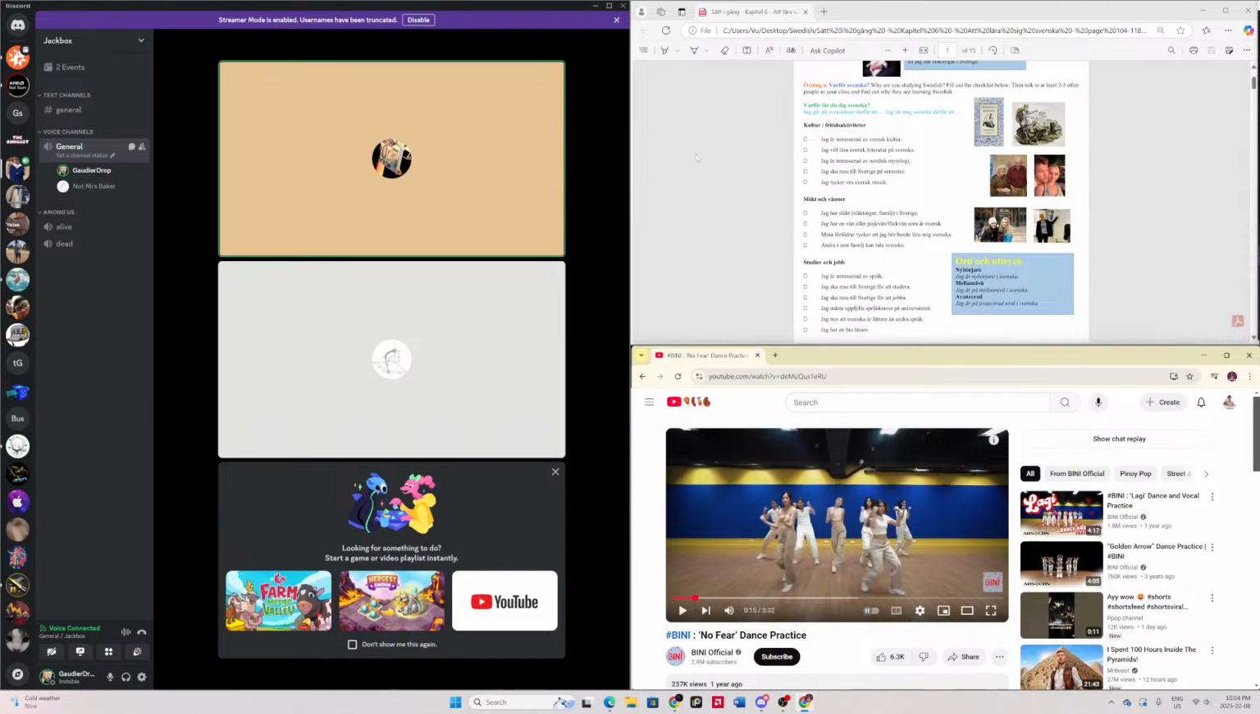So obviously, when we look at them, they clearly said jag går på svenska därför att, or basically, I'm going... I can't translate this properly, but jag går på svenska därför att, or basically, I am going to learn Swedish because. And they basically just said, for the culture, jag är intresserad av svensk kultur and jag vill läsa svensk litteratur på svenska. So basically, they're interested in Swedish culture and they want to read Swedish literature.